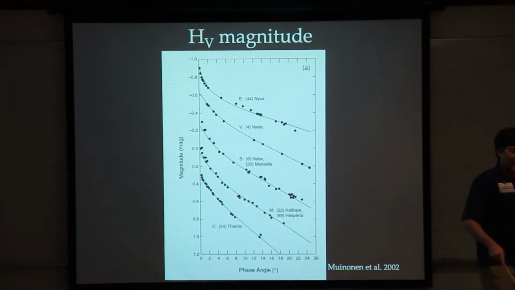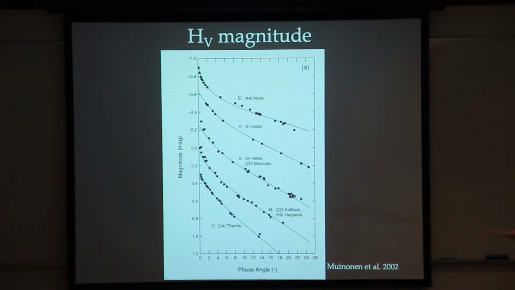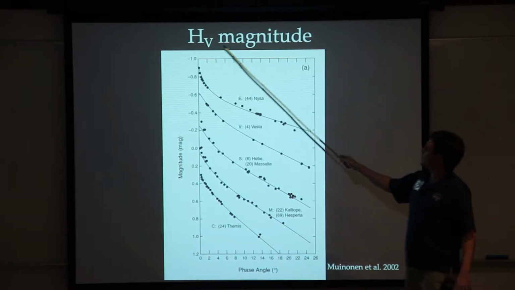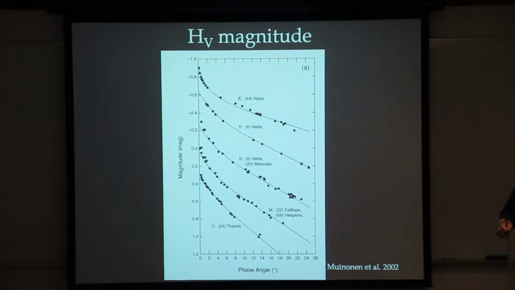This has nothing to do with the H band. H was picked somewhat arbitrarily before the H band was defined, and that's why we have this V subscript. So we use H to represent an absolute magnitude for the asteroid. This is the brightness the asteroid would have were it at 1 AU from the sun, 1 AU from the Earth, and at 0 phase angle. So the opening angle between the sun-to-asteroid line and the asteroid-to-observer line would be 0.